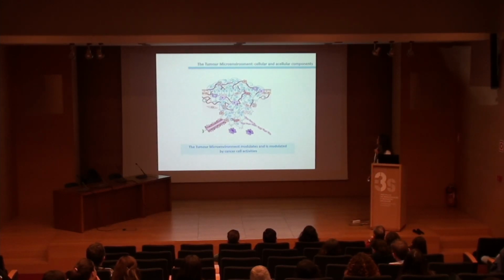And what is this? This means that when we look at a tumor, the tumor is not only formed by cancer cells. Besides the cancer cells, we have many cellular components derived from bone marrow-derived cells, but also endothelial cells, fibroblasts, neurons, adipocytes, and immune cells that share the same compartment with the tumor cells. But we also have a very important component, illustrated here, that is the extracellular matrix.